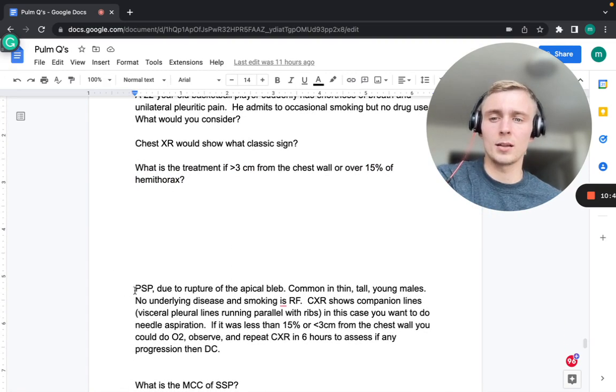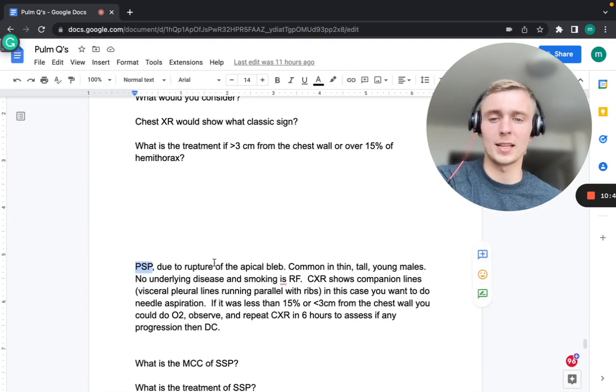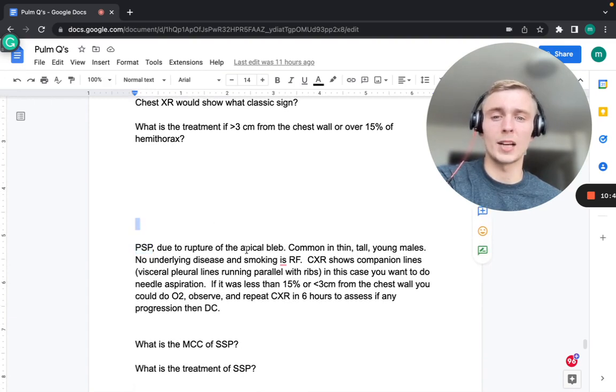This is going to be a primary spontaneous pneumothorax, a PSP. This is due to a rupture of an apical bleb. It's common in thin, tall, young males.